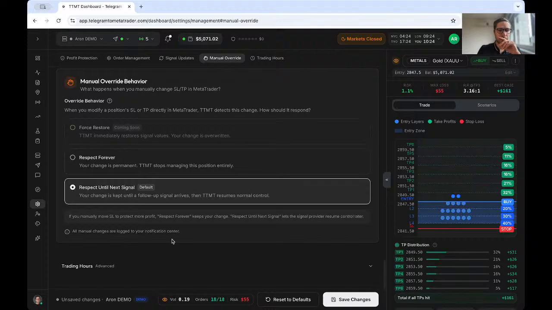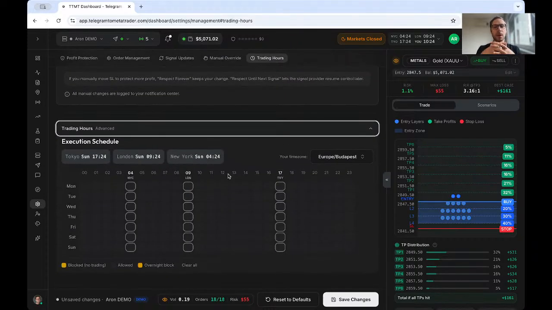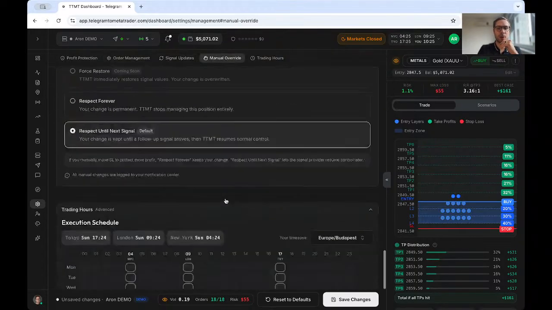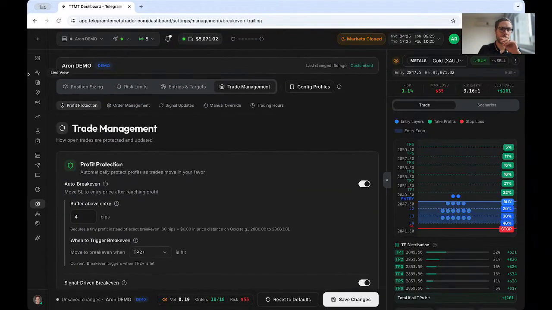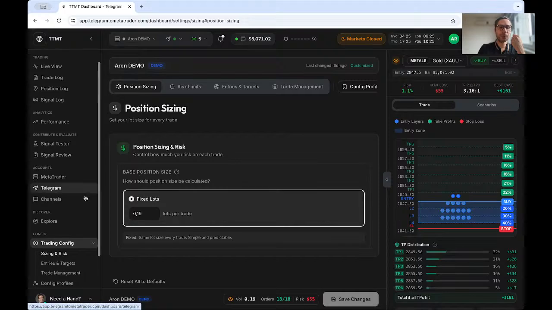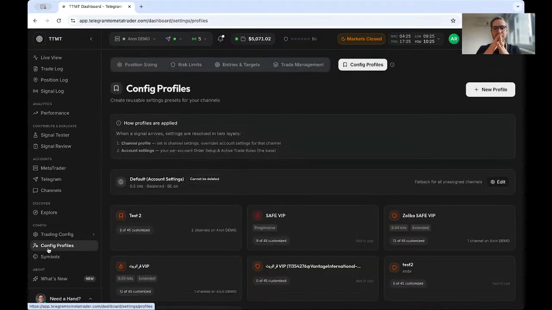Trading hours. All right, this is some very cool feature. You can tell the system to only execute trades in specific time ranges, specific sessions, for example, or specific days. Maybe you don't want to execute trades on a Monday, or execute trades when there is a red folder day. So you can use this feature to make sure TTMT only works when you want it to work. All right, so these are the settings, and then right from here we jump to config profiles.